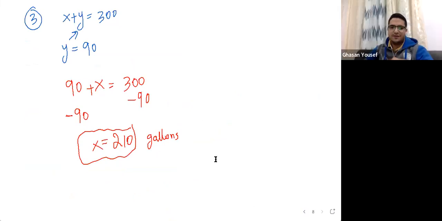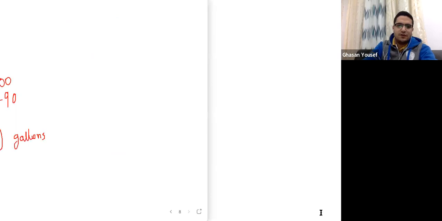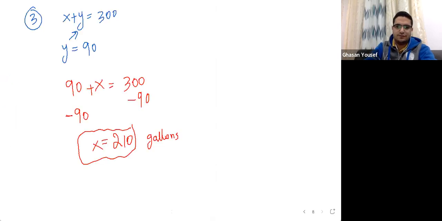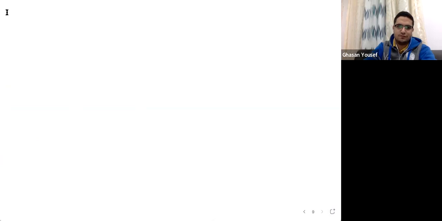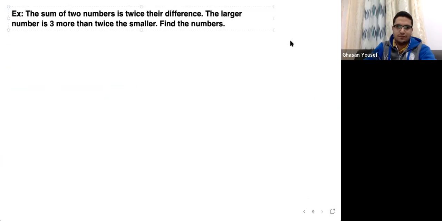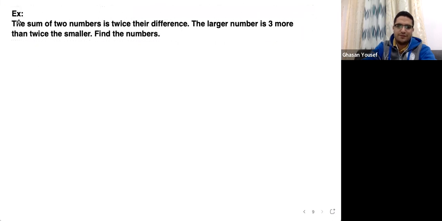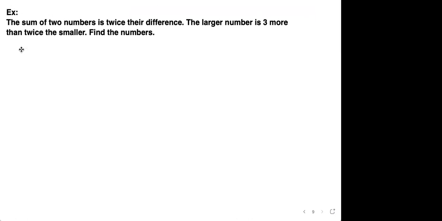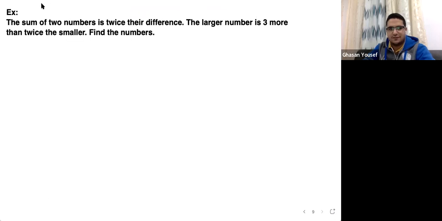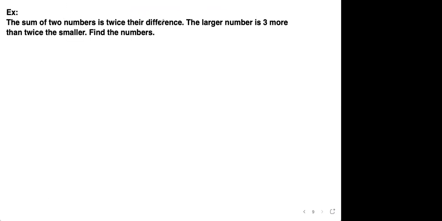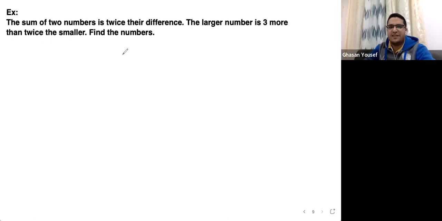Okay, we have another example. The example is the sum of two numbers. Who can read this example for me? Okay, I can go ahead. For example, the sum of two numbers is twice their difference. The larger number is 3 more than twice the smaller. Find the numbers.